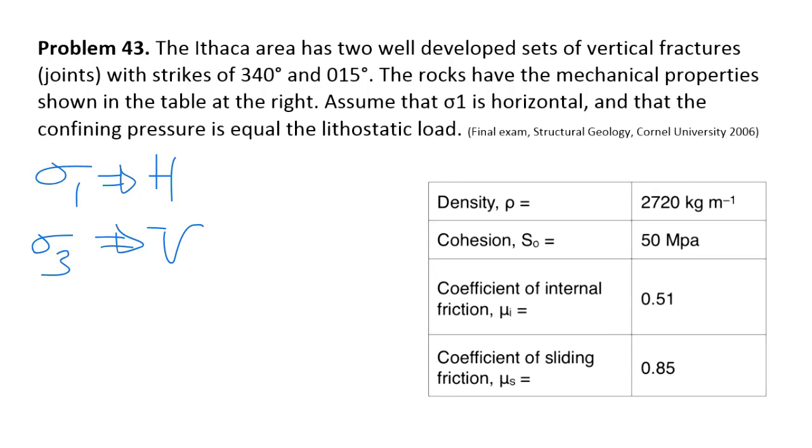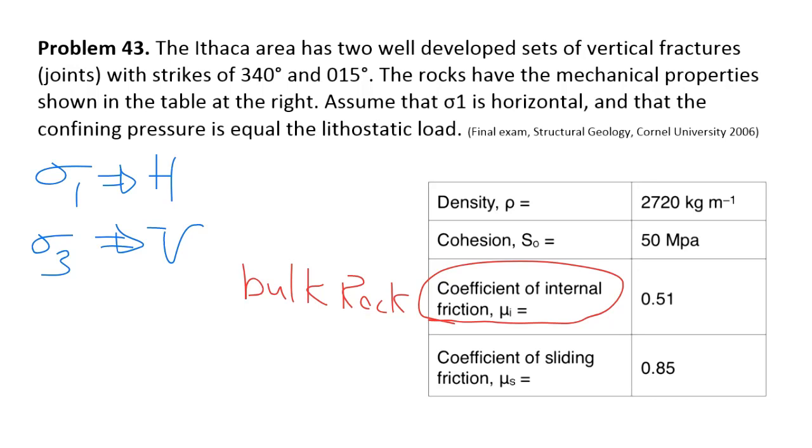So it gives the density, that's fine. It gives the cohesion, which is 50 megapascal, and it gives two coefficient values, one for internal friction and one for sliding friction. If we are dealing with the bulk rock, you're going to use the internal friction angle, or coefficient of internal friction.